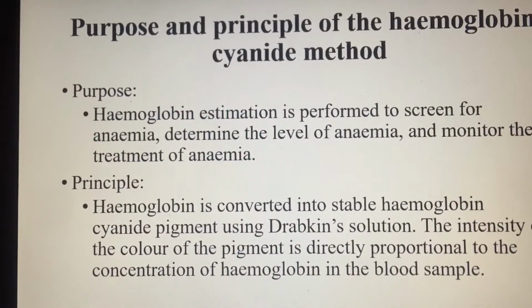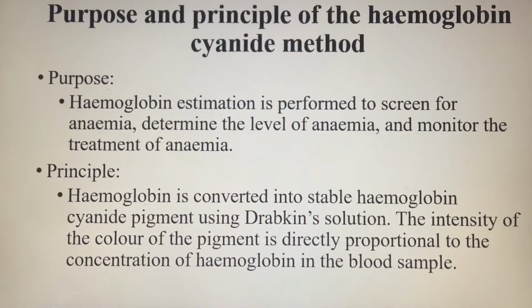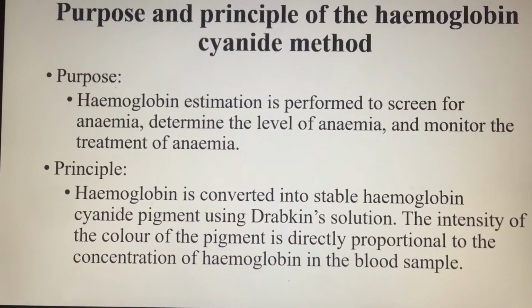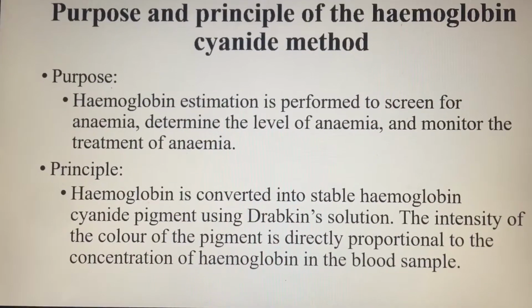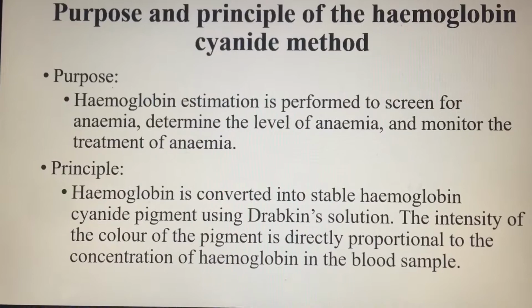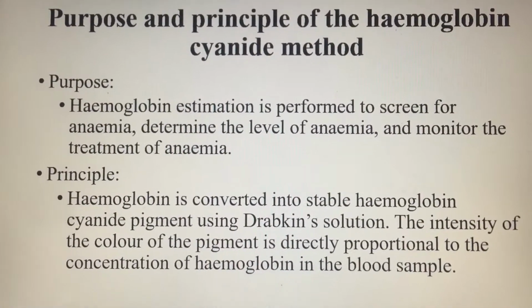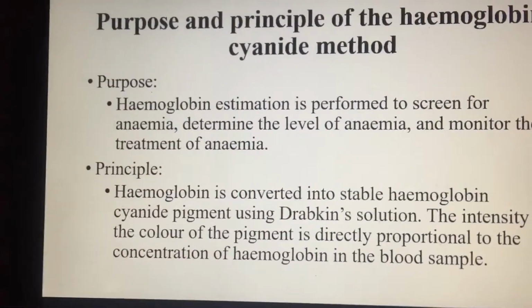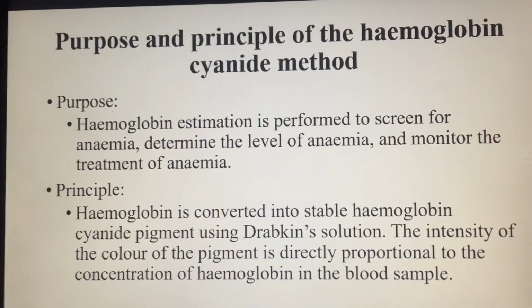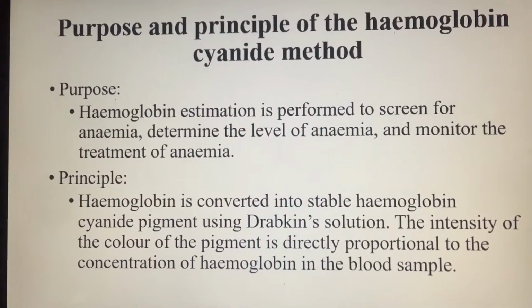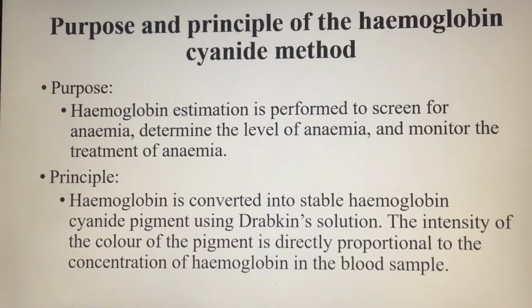So now let us see the principle of the hemoglobin cyanide method. The principle says that hemoglobin is converted into stable hemoglobin cyanide pigment using Drabkin solution. Drabkin solution is the solution that contains cyanide molecules, the cyanide pigment.